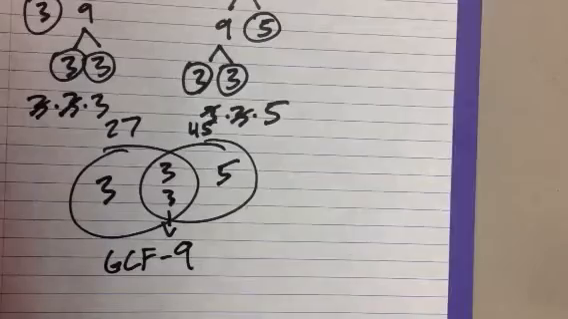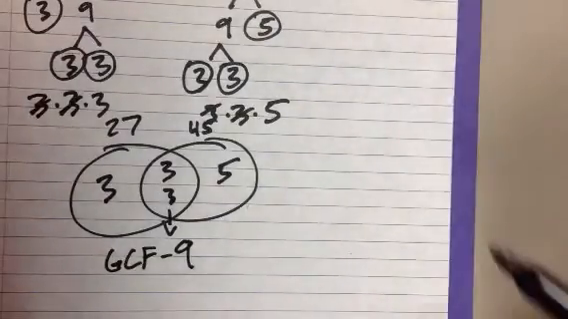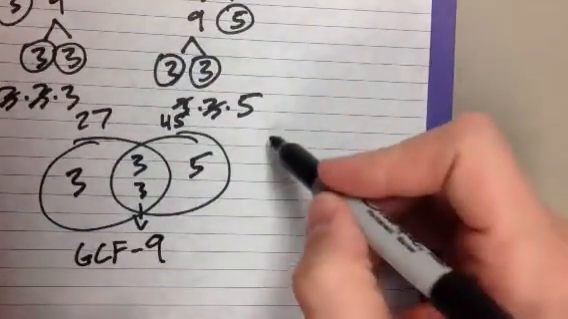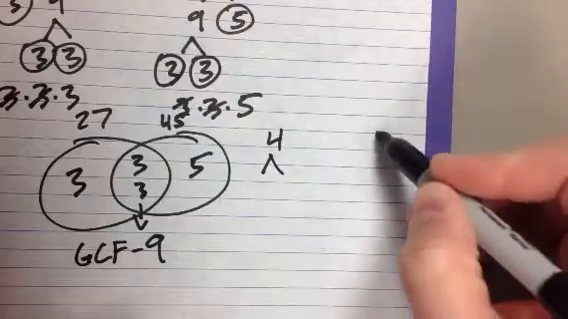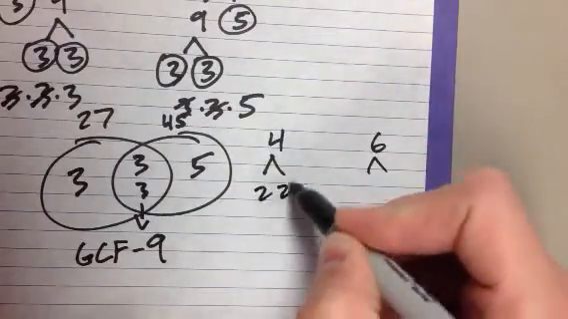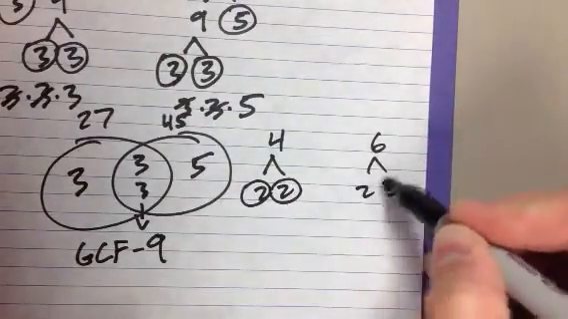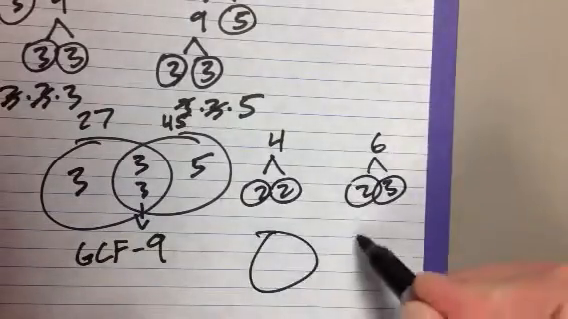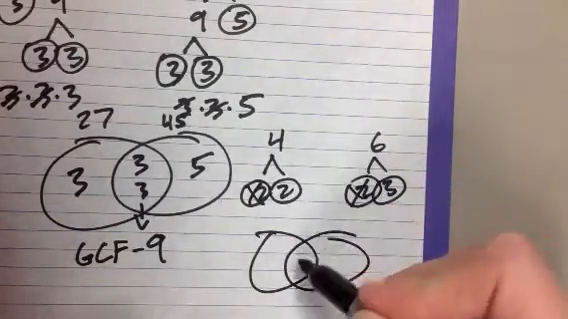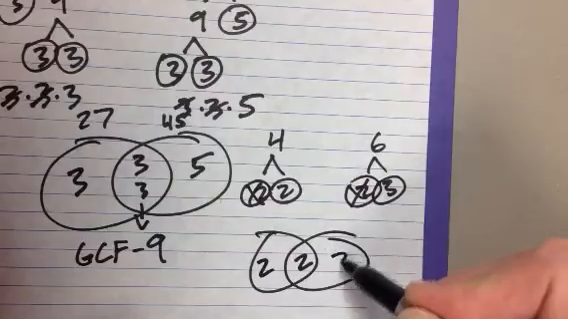Last thing is finding the least common multiple of 4 and 6. We take the same strategy. Okay, so we're going to find the factor tree of 4 and 6, which are really easy because it's just 2 and 2 and 2 and 3. Our Venn diagram is also easy. They share a 2, 2 on its own, 3 on its own.